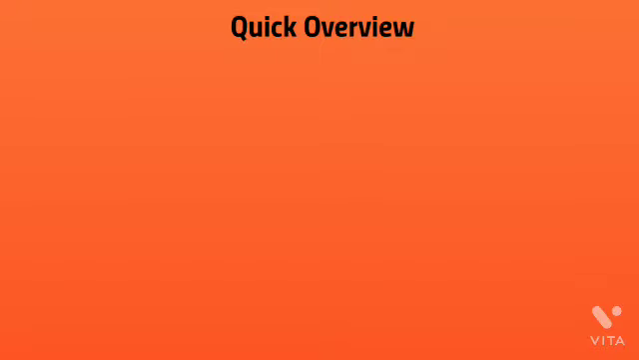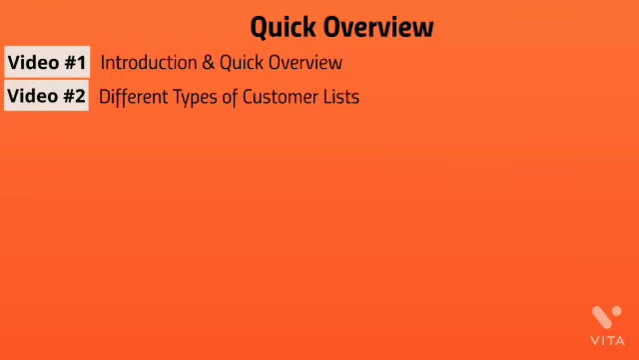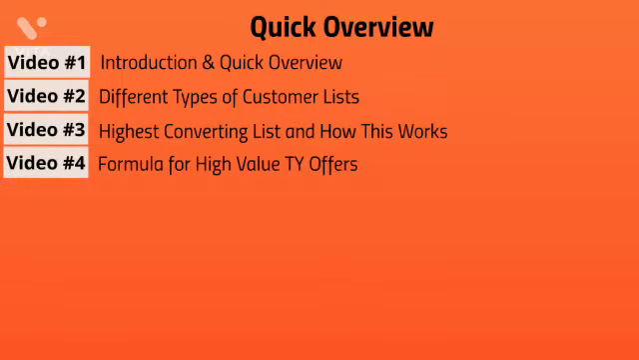Now let's talk about a quick overview of the video course so that you can get a bird's eye view of what's inside. So obviously this is video number 1. In video number 2, we're going to talk about the different types of customer lists. There are actually 2 major types, and I'll talk about that, and we're really going to focus on one particular type. In video number 3, we're going to talk about the highest converting list and how it works. So we're basically going to build upon each other, so make sure that you watch all the videos step by step, videos 1 through 9.